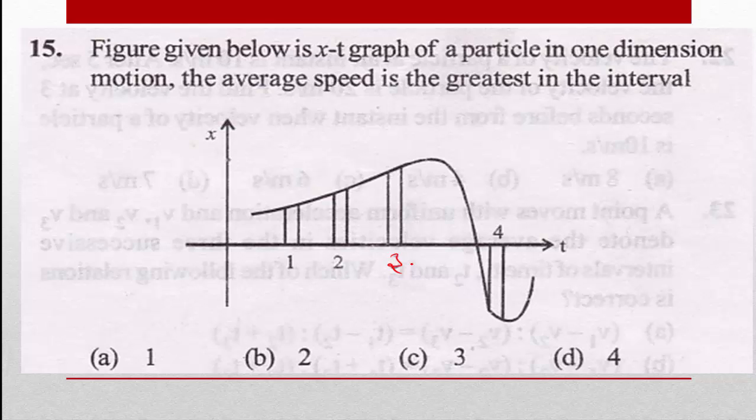How to find the speed here? The slope of the position and time graph gives the speed. The question asks in which interval the average speed is the greatest. The slope of the xt graph is the greatest in interval 4, at this point. The average speed is the highest in interval 4. Okay, option D is the right answer.